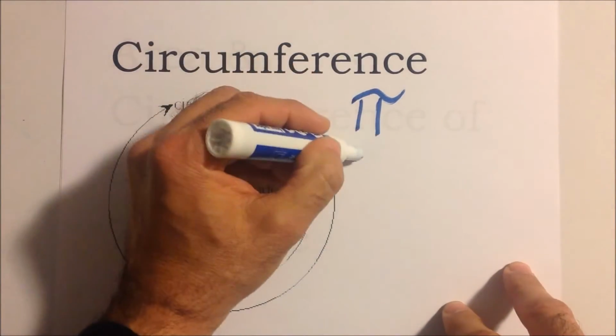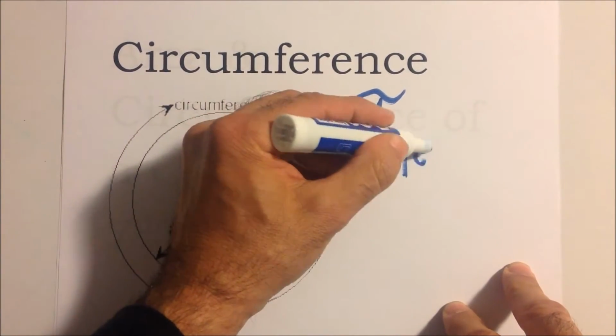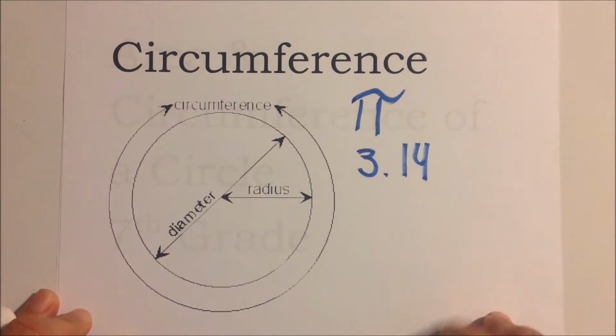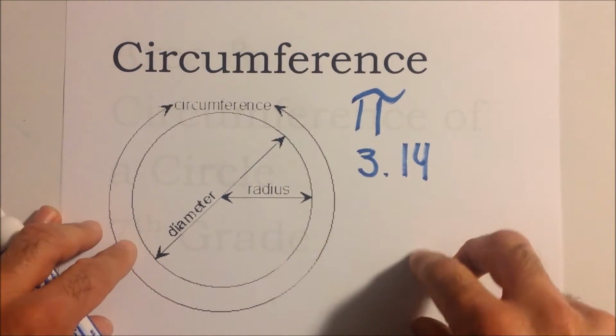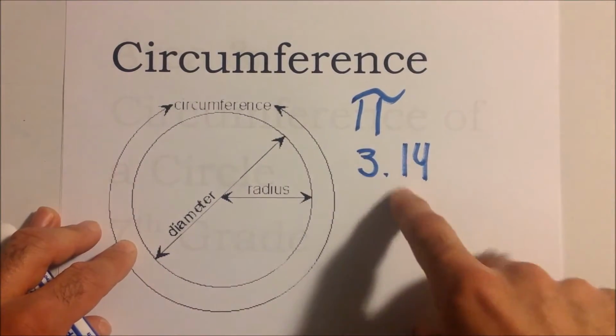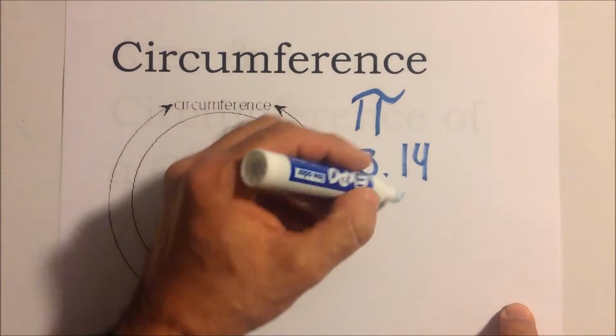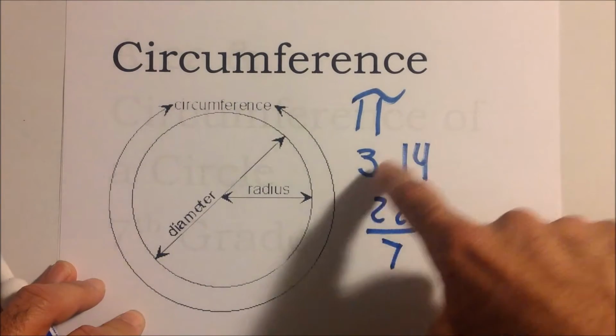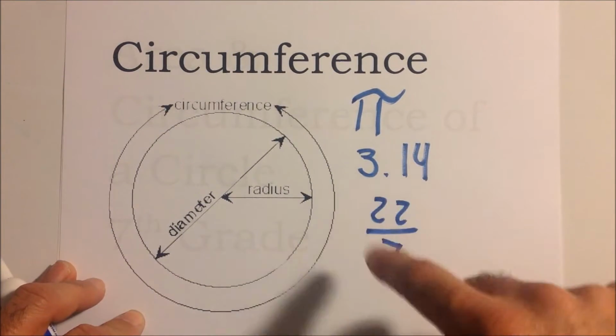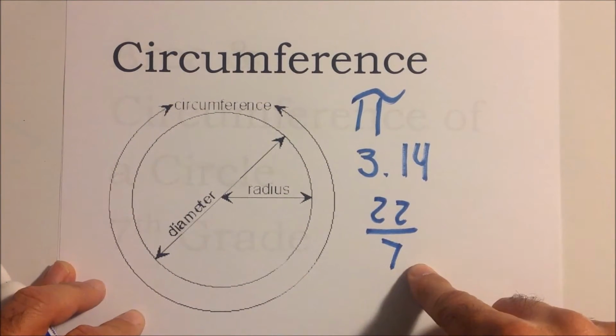Right? And we use 3.14 for approximation of pi. Actually, pi is an irrational number and it goes on forever, but we can use just 3.14. We can also use 22 over 7. So you can use the decimal 3.14 or the fraction 22 over 7.